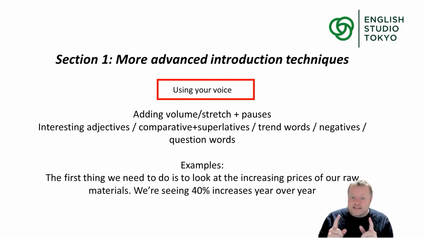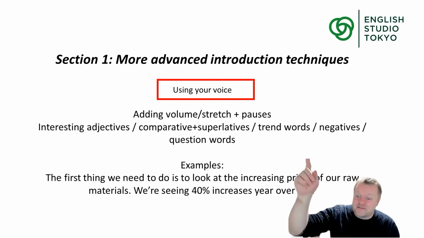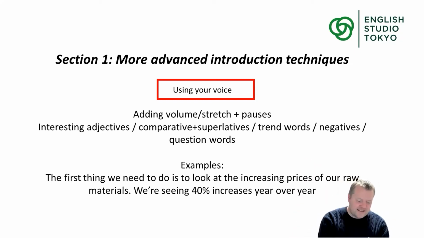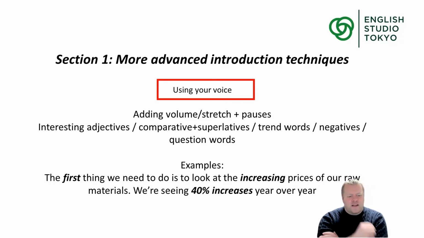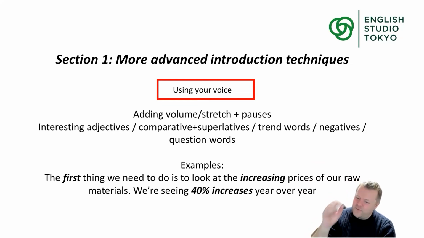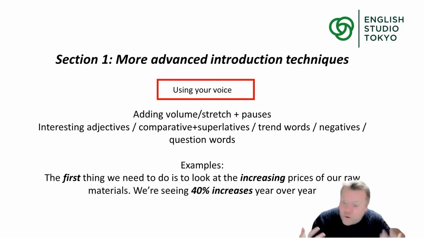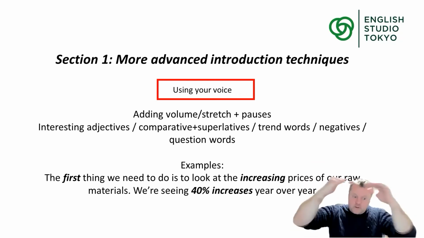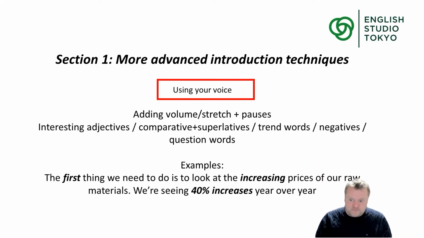40%. Numbers, I always emphasize too. So I didn't write it here, but I almost always emphasize numbers. So let's have a look, probably something like that. The first thing we need to do is to look at the increasing prices of our raw materials. We're seeing 40% increases year over year. I'm doing it a little bit more dramatically, but when you practice it at that more dramatic level, when you do it for real, it will come down to a very natural level.